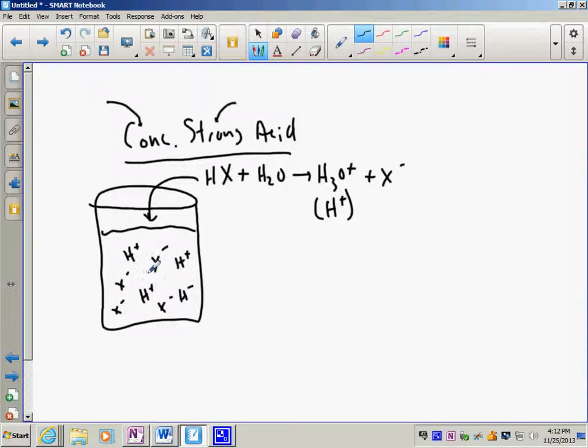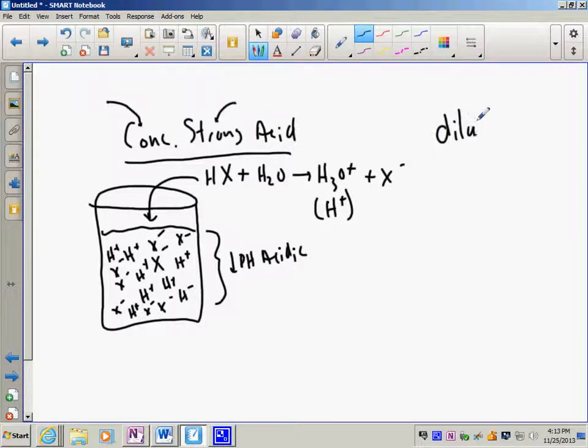The fact that it is a concentrated acid means that I have lots of them in here. H plus, X negative, H plus, X negative, H plus, X negative, H plus, X negative. I would expect this to have a very low pH, meaning it's very acidic. That's all I would really expect. So let's look at another option here, a dilute strong acid. Again, we'll draw ourselves a picture out here.